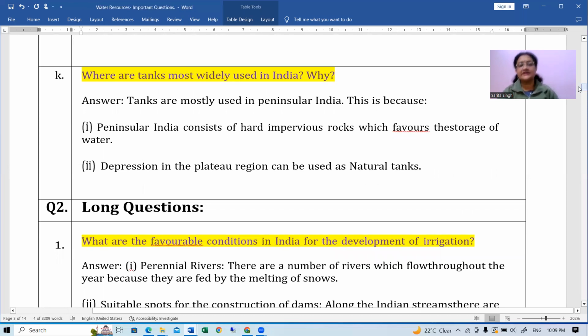Now, where are tanks most widely used in India and why? Basically, for tank irrigation, just keep this in mind, children, that if the surface is rocky, it is best suited for tank irrigation, because half of the work is done. That is why it is said that peninsular India consists of hard, impervious rocks, which is favorable for the storage of water. Several depressions are used as natural tanks, where whenever rainfall occurs, the water accumulates and forms a tank. So this is the reason why tank irrigation is most popular in the southern or peninsular region.